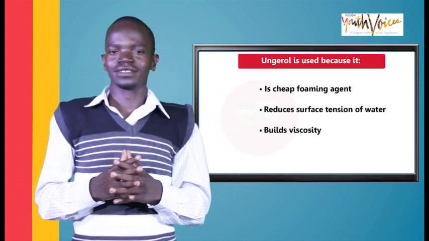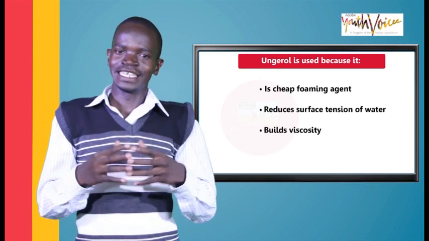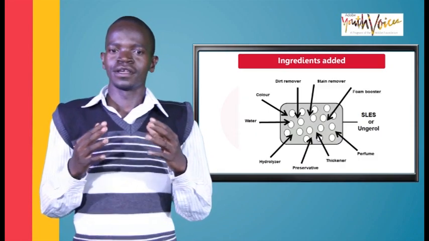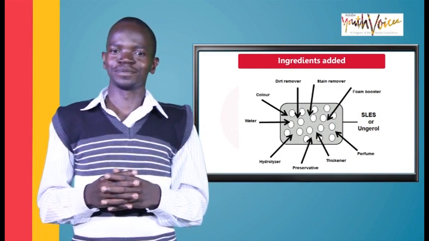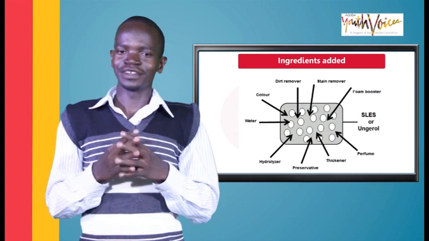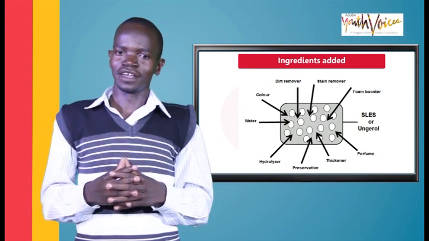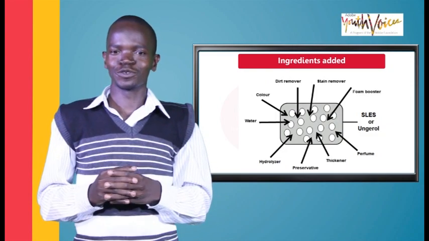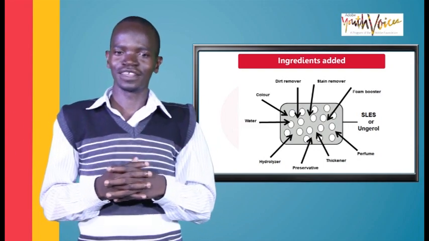It is a surfactant, and surfactants lower the surface tension of a liquid. It adds viscosity to liquid soap. The following ingredients are then added to Wungarol to produce liquid soap. Water. Water dissolves the various ingredients to mix better. A hydrolyzer to keep liquid soap a liquid. A preservative to kill the bacteria, fungi, and yeasts so that the liquid soap can last longer.